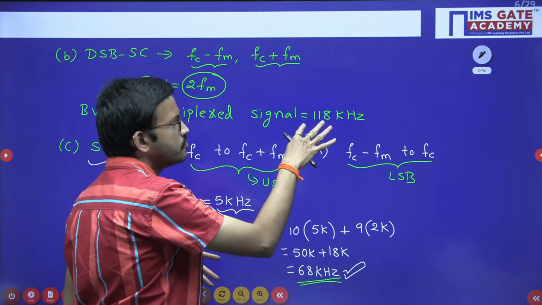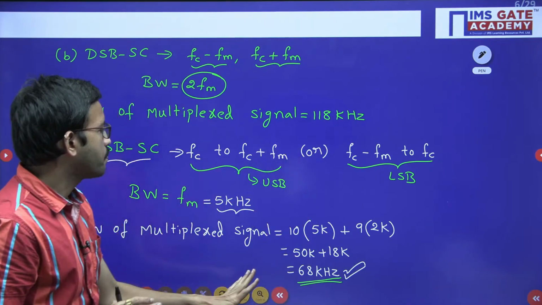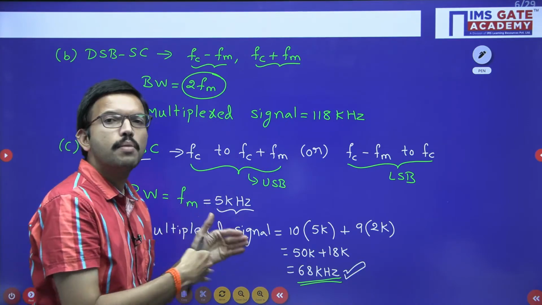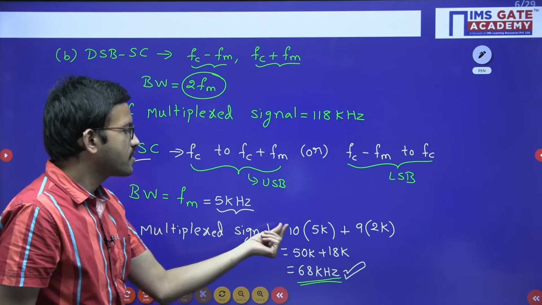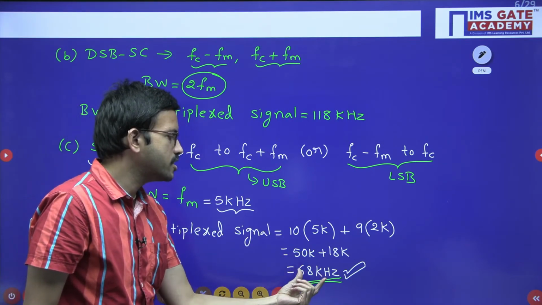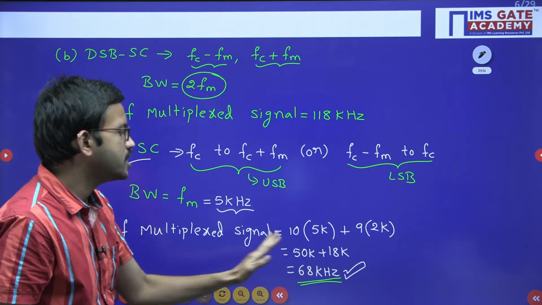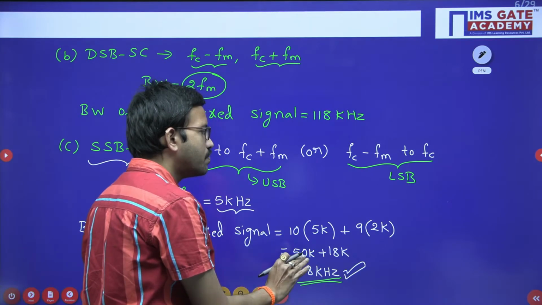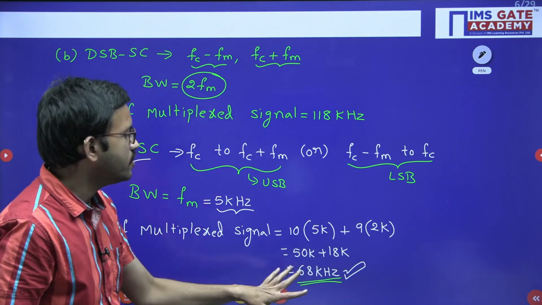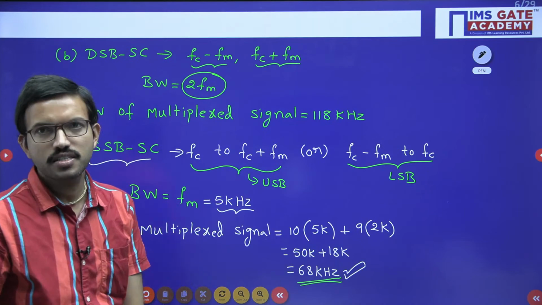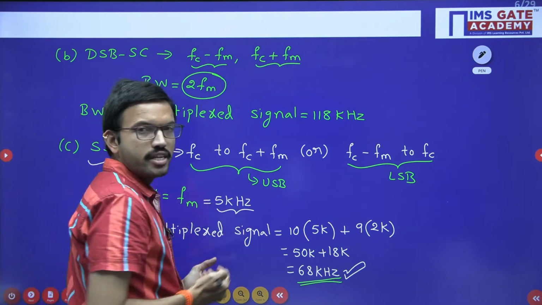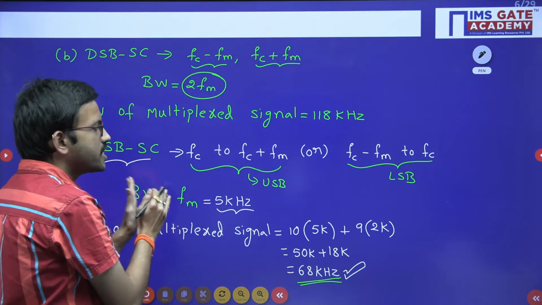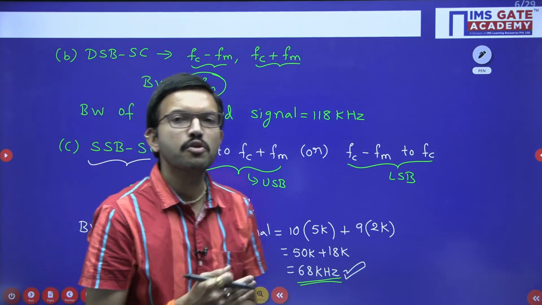If you have the same 120 kHz bandwidth, here you can transmit double. For example, with 10 signals we are getting 68 kHz, so you can round off to 60 kHz. Otherwise, if you round off to 70 kHz, then with 140 kHz bandwidth we can transmit 20 signals. So that much advantage you are going to have. With the same bandwidth, by using SSBSC, you can transmit more signals.